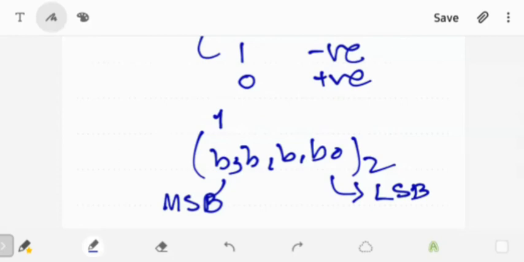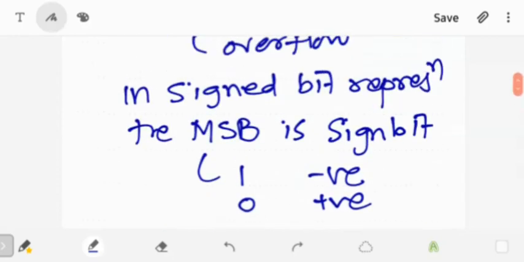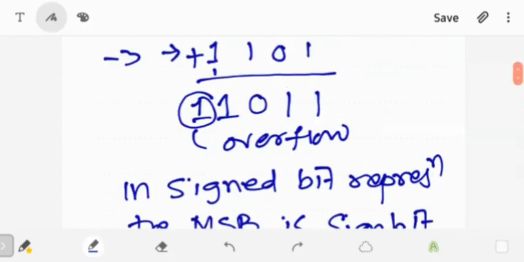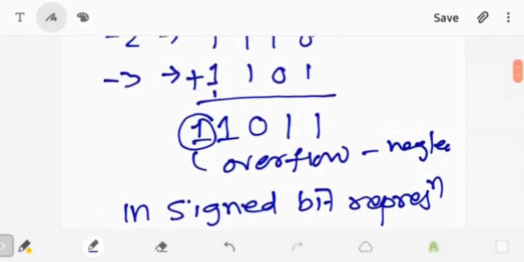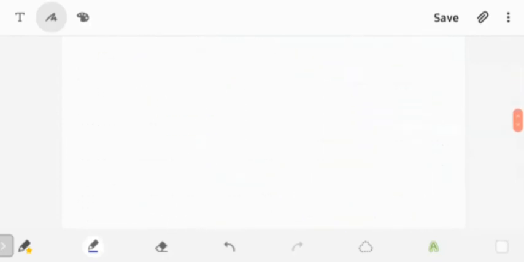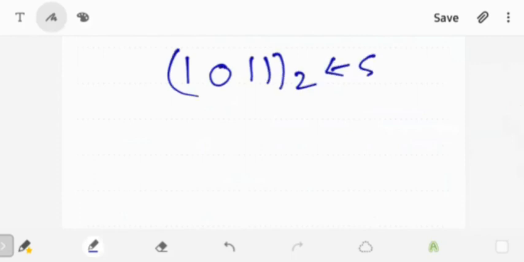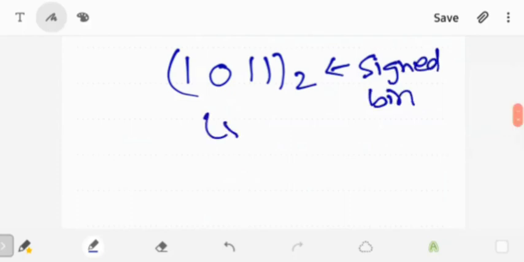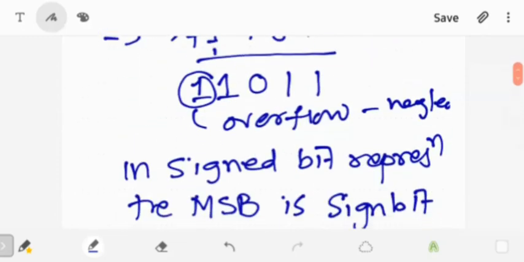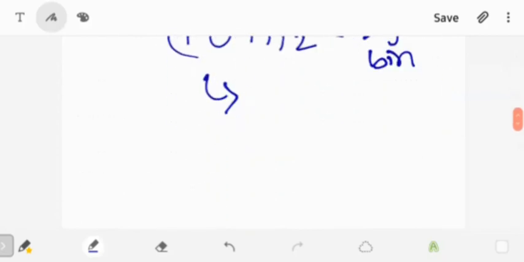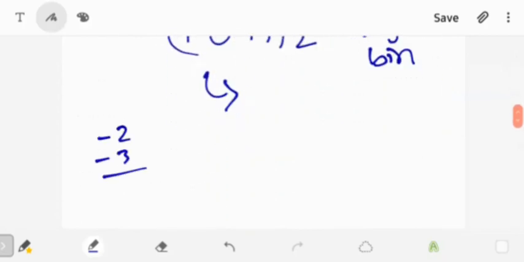So let's conclude what was the result here. This overflow has to be neglected. So you got 1011. So 1011 means what? We got the answer 1011 in binary, signed binary representation. So what is its equivalent value? We were adding -2 and -3. The answer should have been -5.